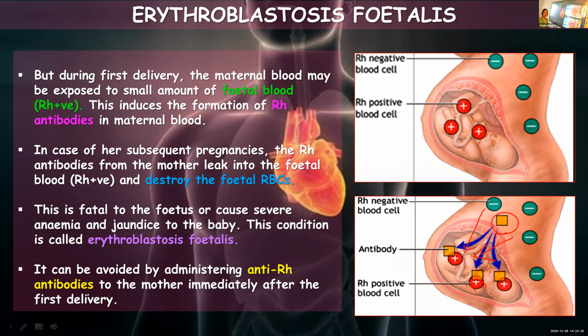And in the next pregnancy, if the child is Rh positive again, these antibodies can leak through the placental barrier and enter the fetal blood and destroy the red blood cells of the fetus. When the red blood cells are destroyed, it can lead to anemia, jaundice, and it can be fatal also. So in order to avoid all these complications, soon after the first pregnancy, an injection containing anti-Rh antibodies can be taken so that there won't be any complications in the next pregnancy, even if the child is Rh positive.